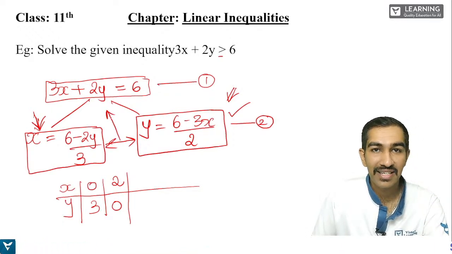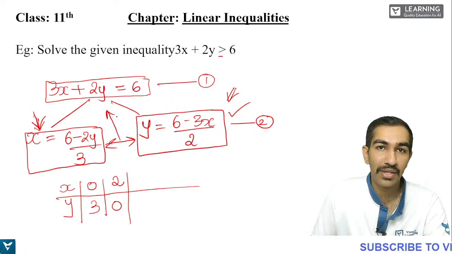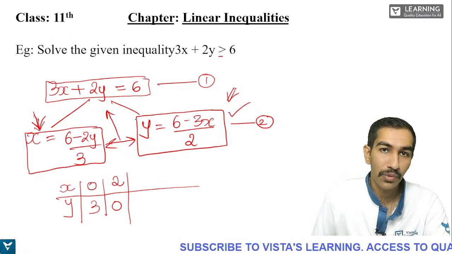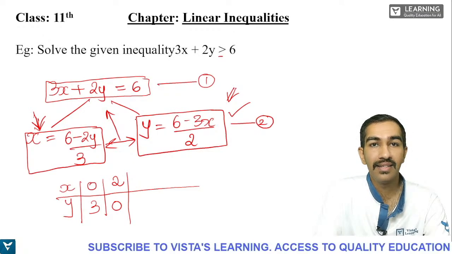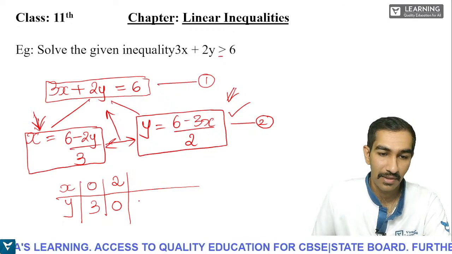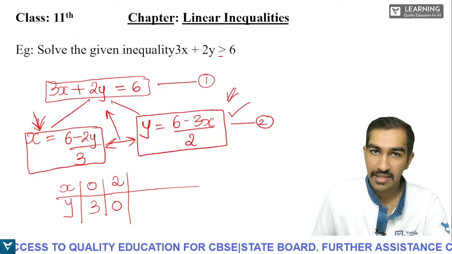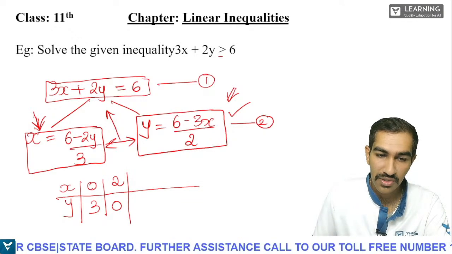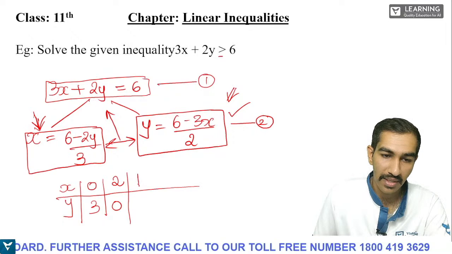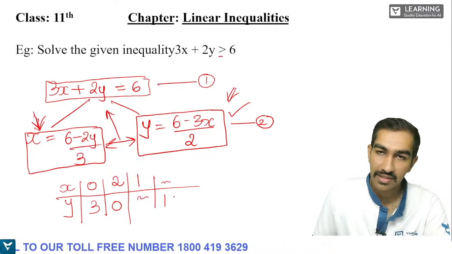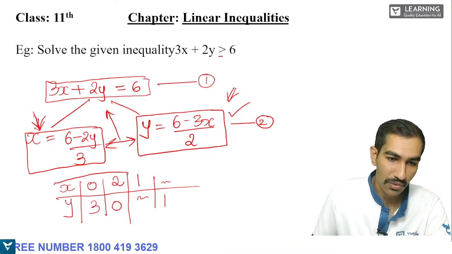It's not that I have written something on my own or that it is a formula. Whatever boxes you are seeing in step number 2, those are derived from the given inequality which we have converted into an equation. These 2 points are enough. If you want some more points, you can take them: put x is equal to 1 and you will get some value of y, put y is equal to 1 and you will get some value of x. But only 2 points are enough, students, not more than that.